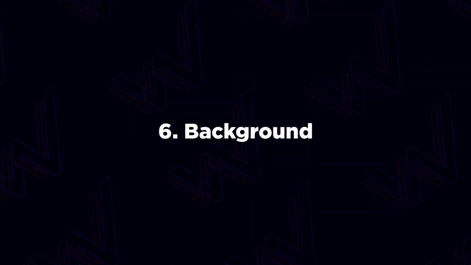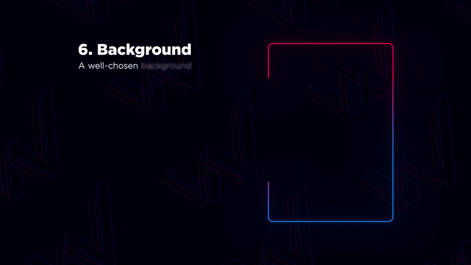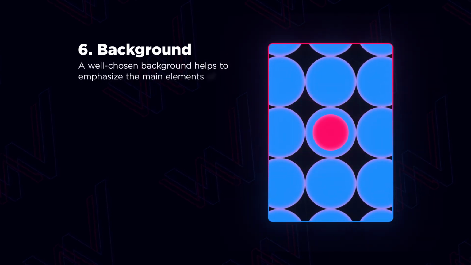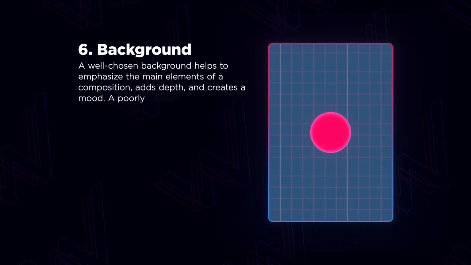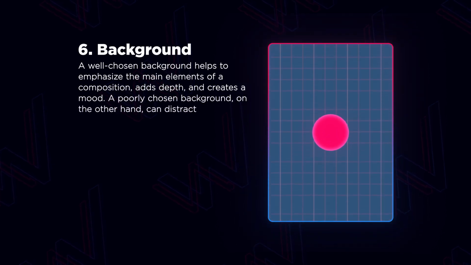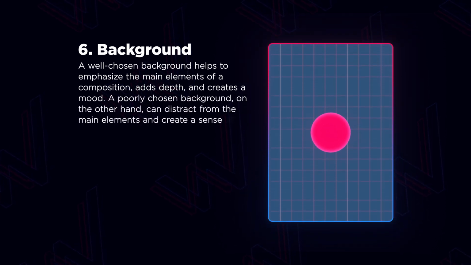Number 6. Background. A well-chosen background helps to emphasize the main elements of a composition, adds depth, and creates a mood. A poorly chosen background, on the other hand, can distract from the main elements and create a sense of dissonance.